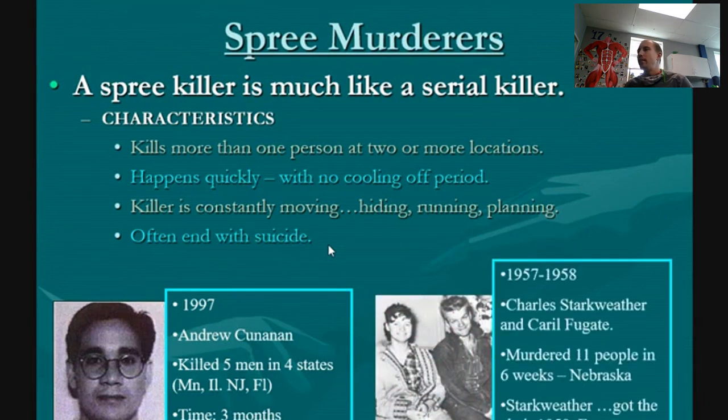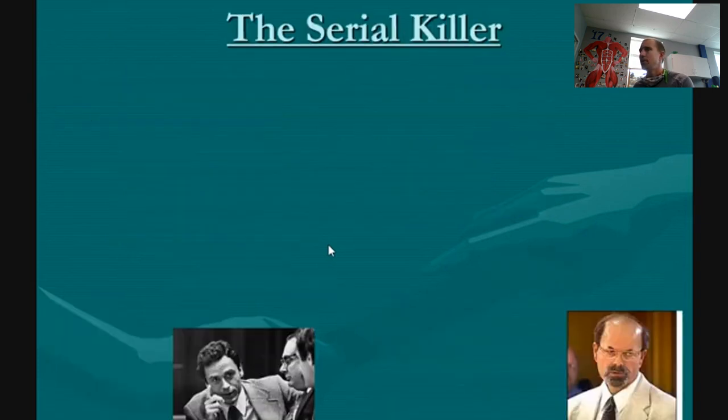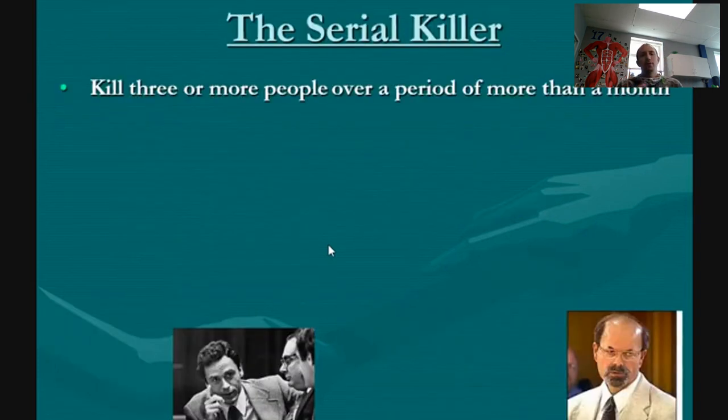Then we also have the murder duo of Charles Starkweather and Carol Fugit. They murdered 11 people over the course of 6 weeks, so they clearly didn't have a cool down period as we would with serial killers. As we mentioned, serial killers are going to be our main focus here.